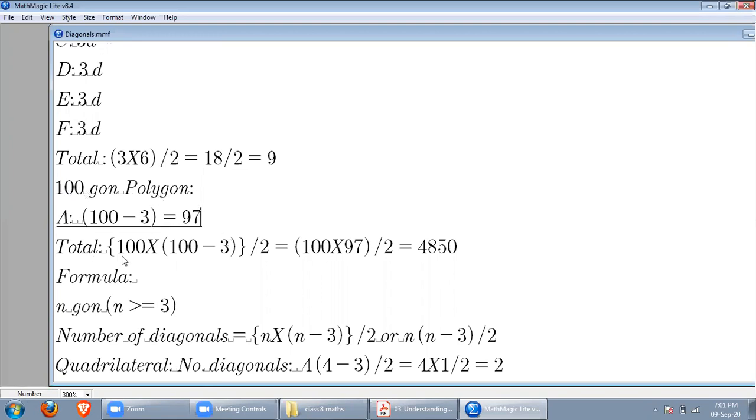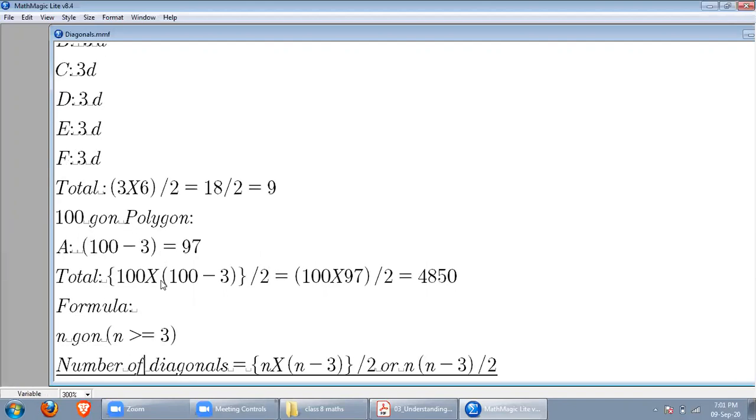So the total will be this 97, 100 minus 3 for each vertex, and the 100 vertices multiplied by the 97 to get the total. And for the repetition, it will be divided by 2. So we will get 4,850 diagonals for a 100-gon polygon.